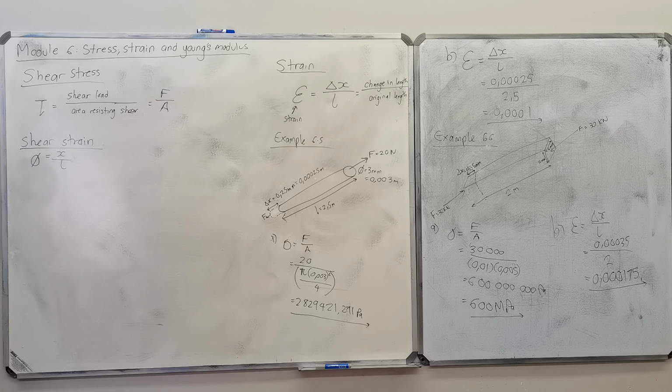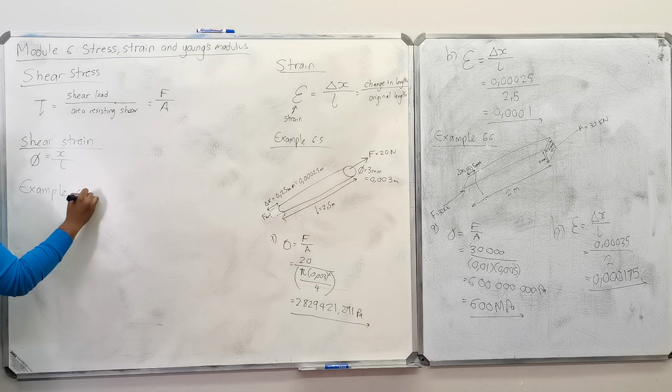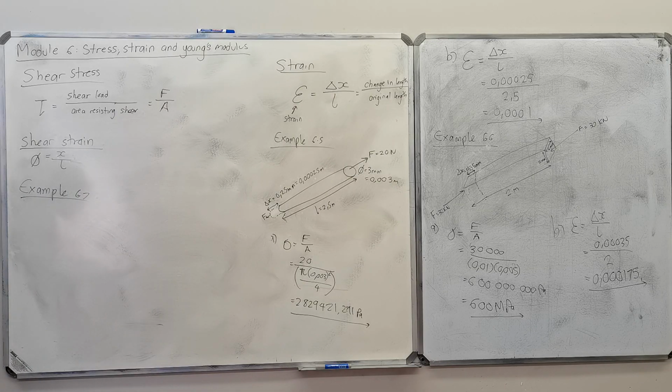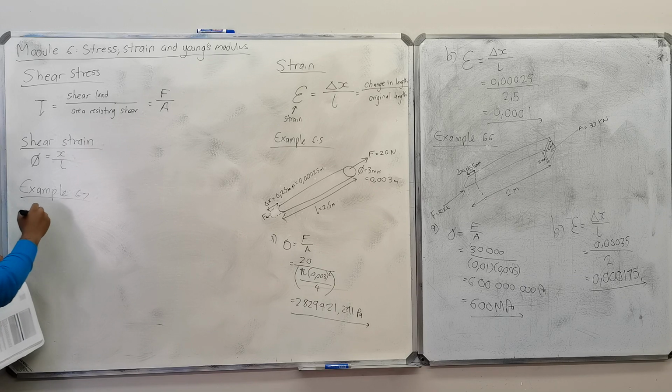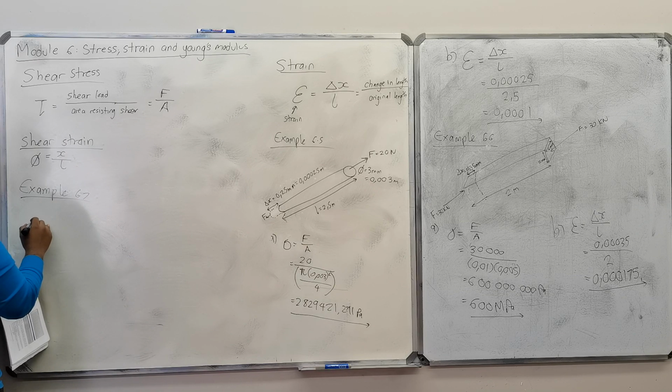Example 6.7. I only gave you four formulas, right? A sheet of metal, 5 millimeters thick and 500 millimeters wide, is cut by a guillotine. Calculate the force that is needed if the ultimate shear stress is 60.